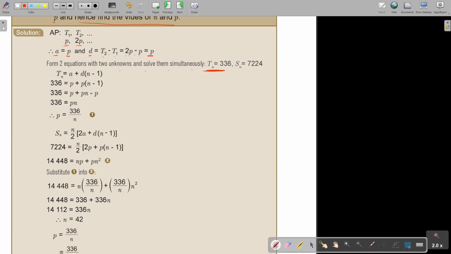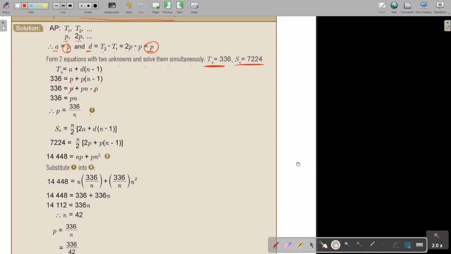So remember, I have a Tn and an Sn. Let's start with Tn. That is 336. Remember, a is p. Did you see? a is p. But d is also p, so just substitute the p's. Then simplify, and then these two cancel out. I'm ending up, and if I put it in terms of p, it's 336 over n, and that's equation 1.